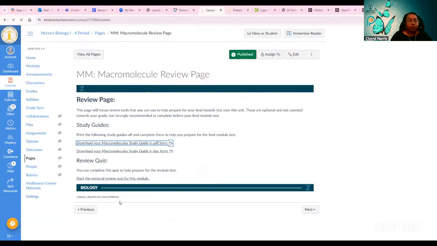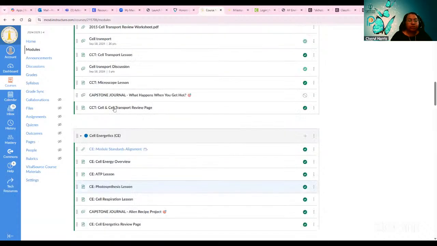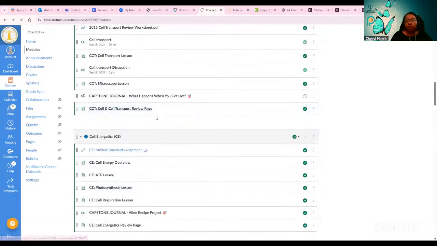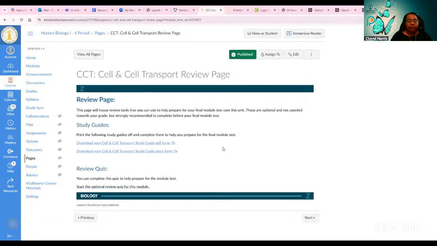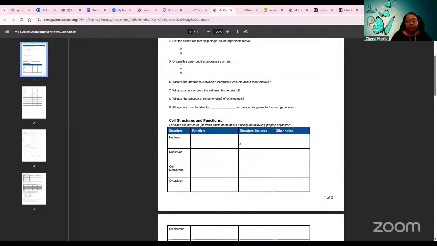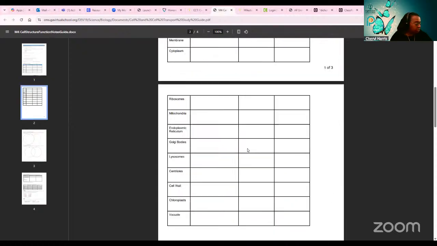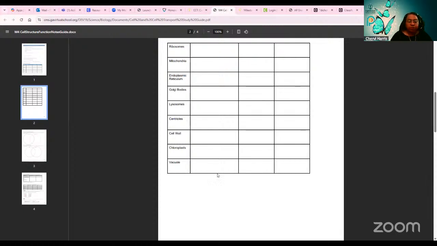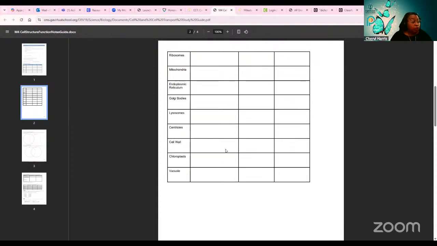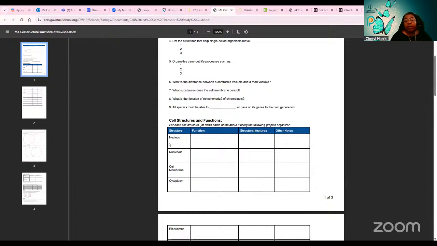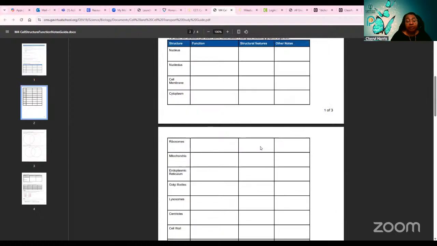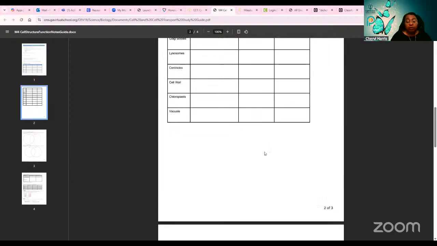You want to look at the review page for cell transport, and that's also on the worksheet that we're doing now. So if you open that, this one is important because the worksheet that we're doing today really wants you to know the function of all of the cell parts. If you haven't done it, you should do it because you need to know what their function is. You need to have an idea of a picture of the cell and what all of those parts look like.